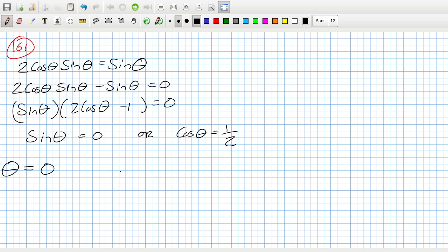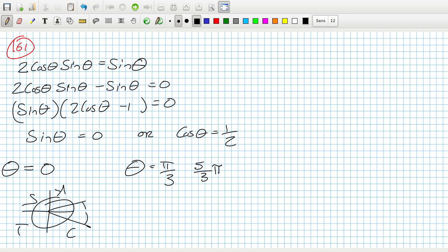And here, cos inverse of a half is pi over 3. But then that's in the first quadrant. And then cos is positive again in the last quadrant. So that's pi over 3, that's pi over 3. So all the way around would be 2 pi minus pi over 3. So that would be 5 over 3 pi. So it means there's 3 answers here: 0, pi over 3, and 5 pi over 3. And since it's an odd question, I can check it.